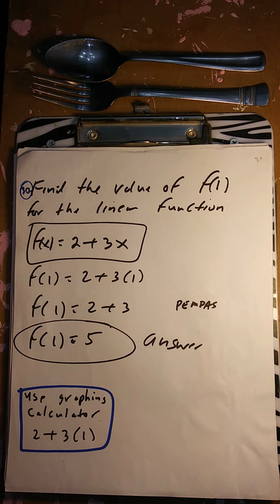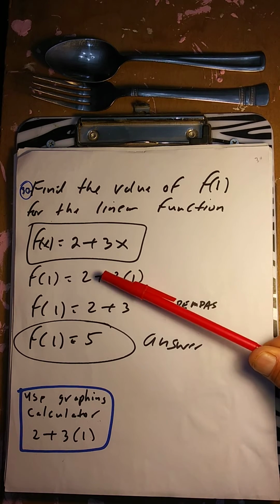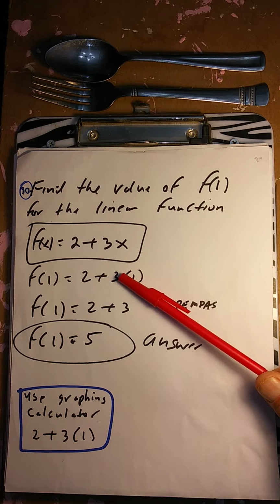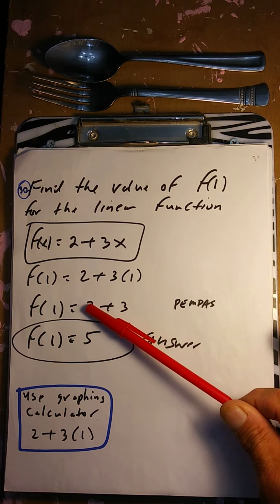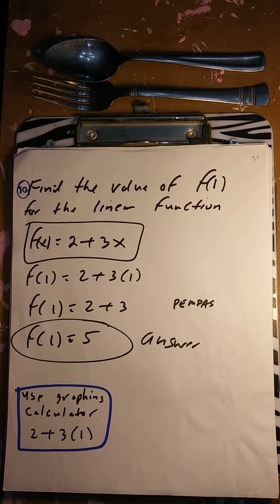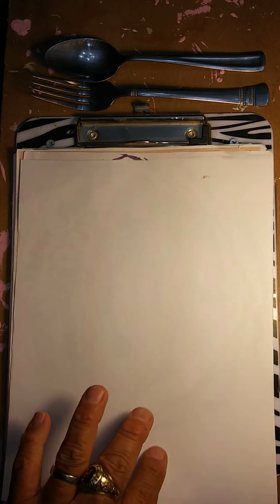Number 30. Find the value of f of 1 for the linear function. Again, put the number in there, f of 1. So it's going to be 2 plus 3 times 1. Do the multiplication first. Order of operations. So 3 times 1 is 3. Now you're going to go 2 plus 3 is a 5. Okay? You need to follow the order of operations. That's number 30. Yay! Get the first 30 done.